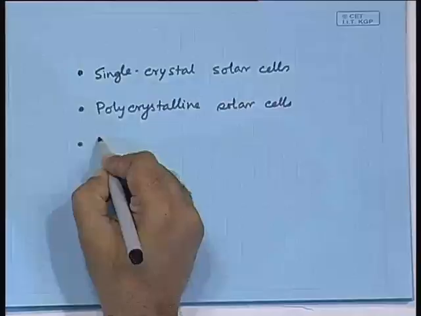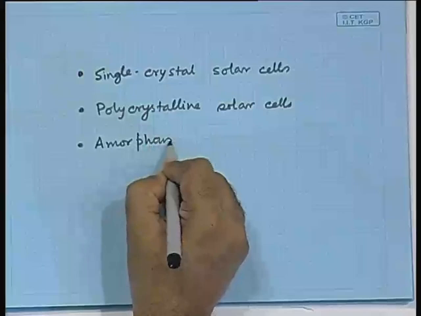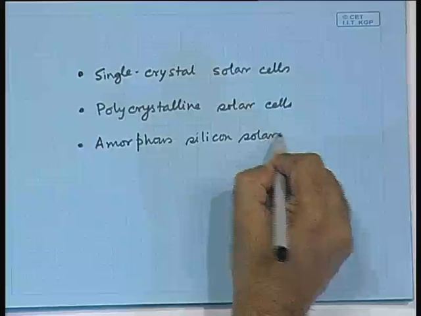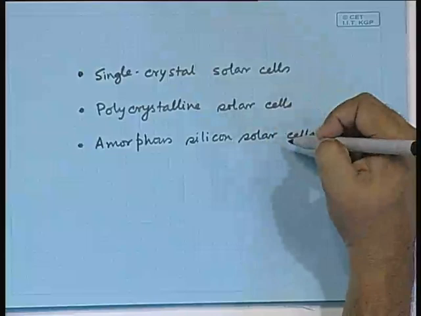There is another type of solar cell where, in order to make it cheap, very cheap, you do not make a crystalline structure at all. These are called the amorphous silicon solar cells. Obviously, their efficiency is very low. But the cost of production is also very low. For example, in calculators you will find a small, some calculators have small solar cells, right? These are all amorphous silicon solar cells because there the amount of power necessary is very small. So they simply put some amorphous silicon solar cells.